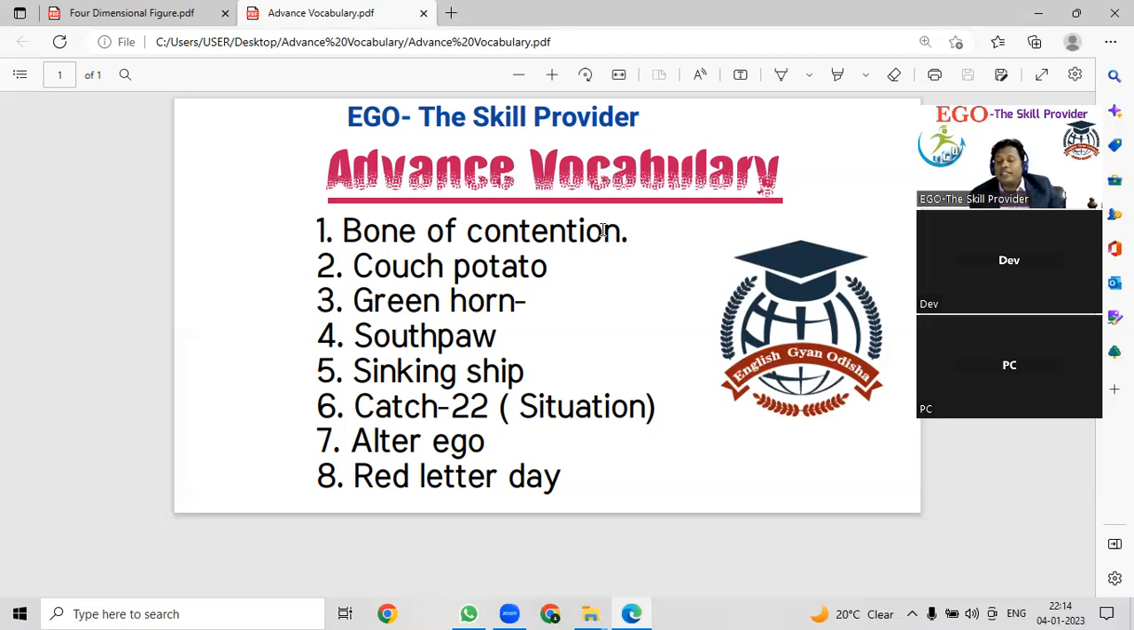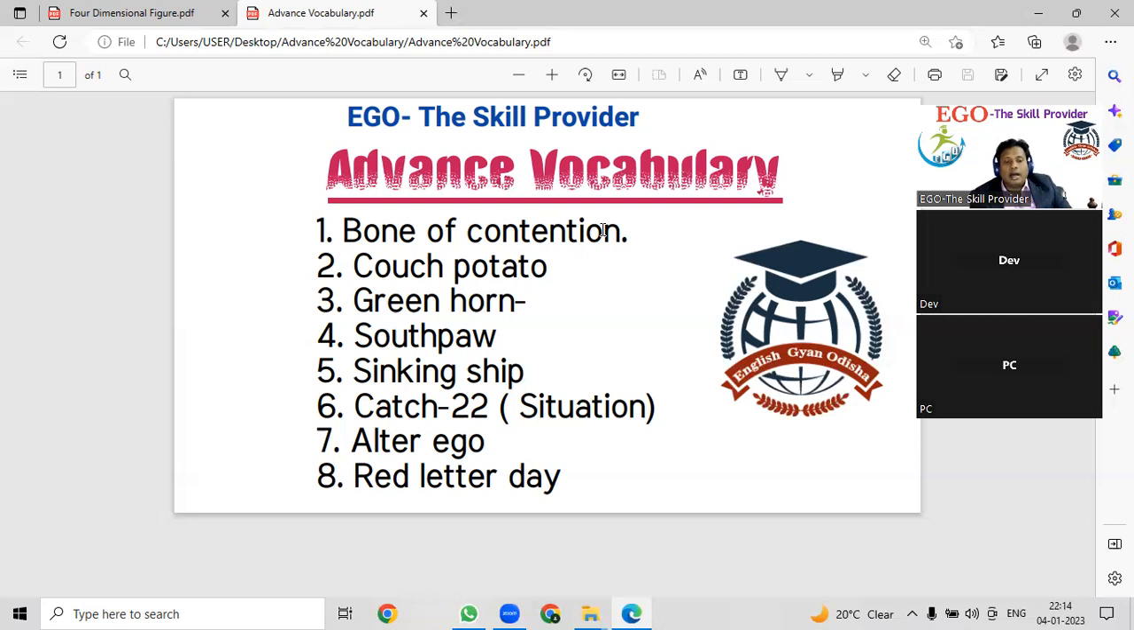Suppose your brother does all his work with his left hand, from eating, bathing, and applying things to writing. You can say my brother is a southpaw. That means your brother always uses his left hand to complete everything. That is something called southpaw.